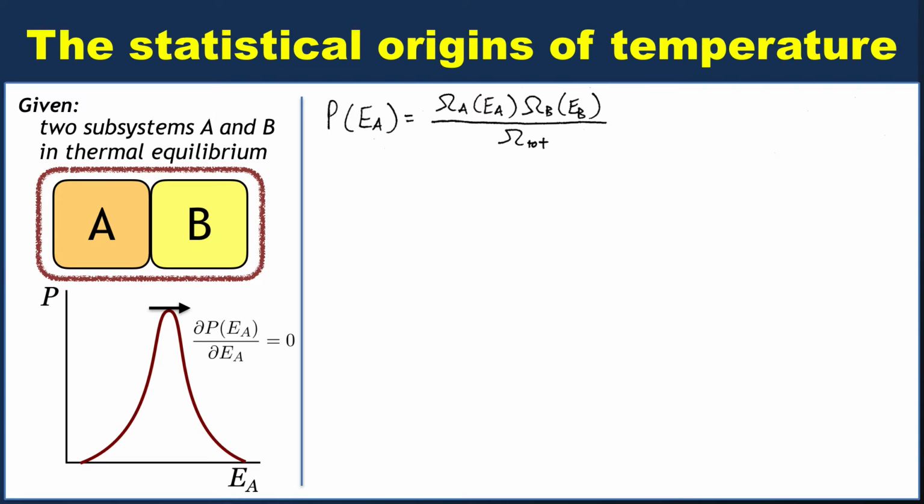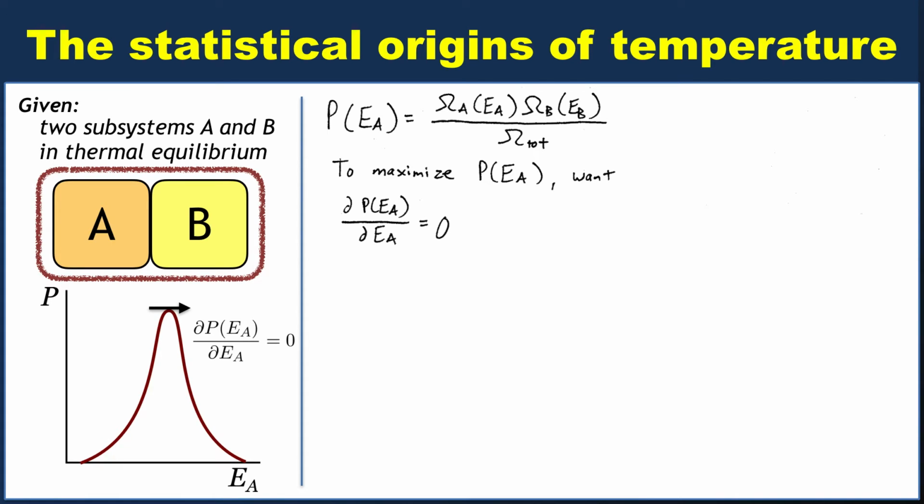Now you may say, why does it matter what subsystem B is doing? Well, we're assuming that energy is conserved. So we need to conserve E sub A plus E sub B to be the total energy of our system, circled with the red line. That's why we have to introduce subsystem B, otherwise you could just ignore it. This is divided by the total number of states, omega total, and that includes both subsystems. All right, so we want to maximize the probability of finding subsystem A at E sub A. So how do we do that?